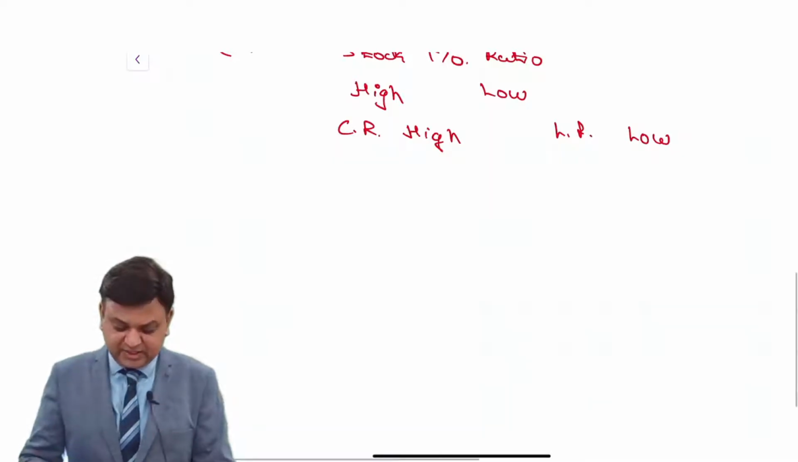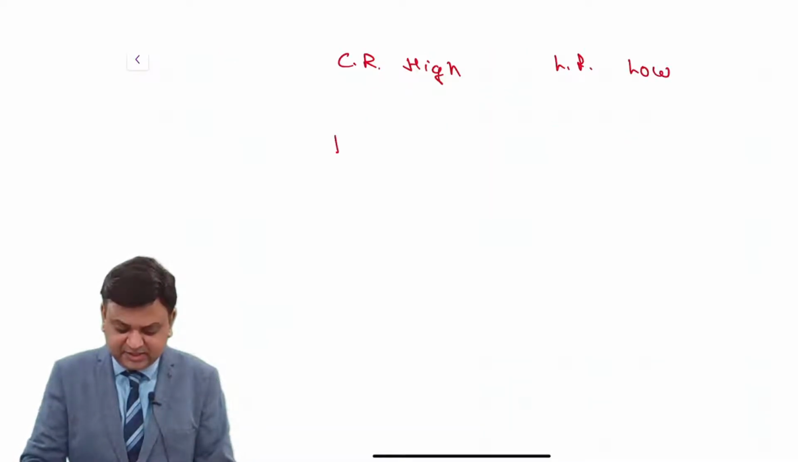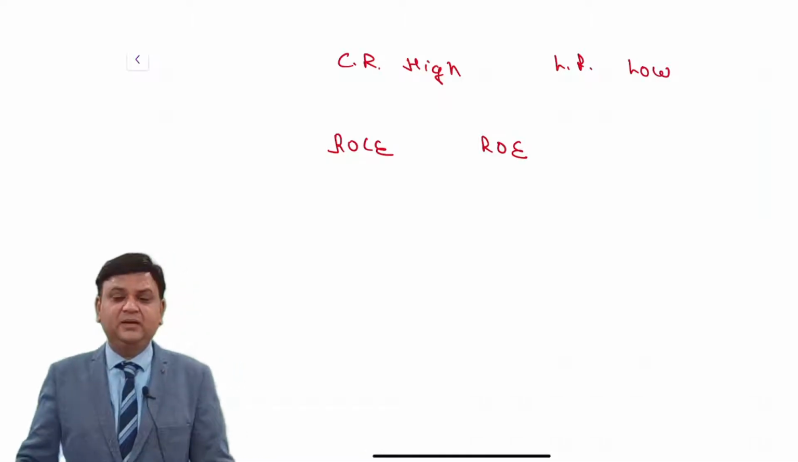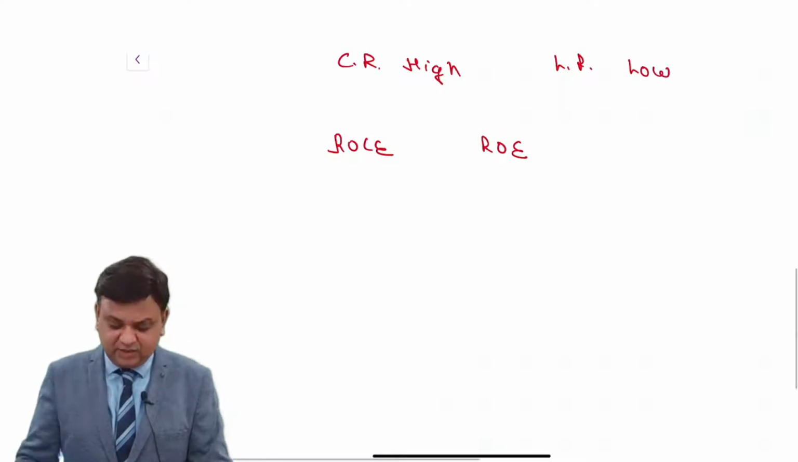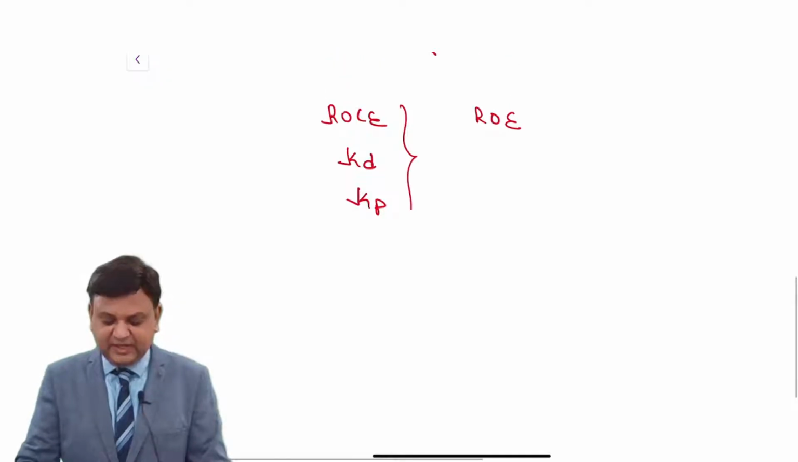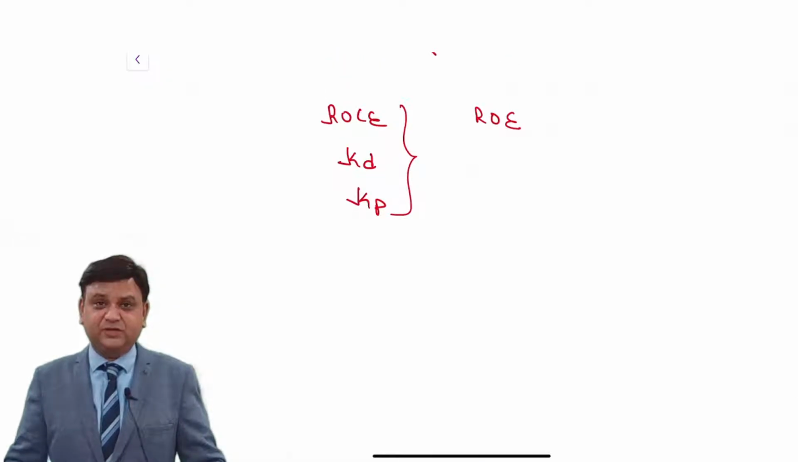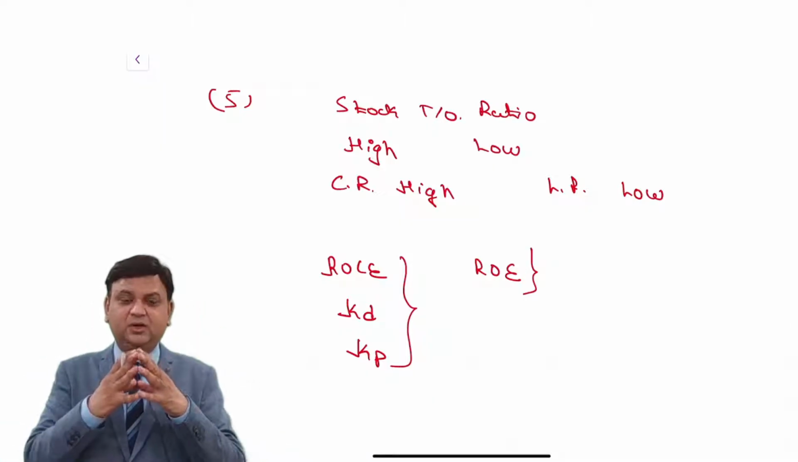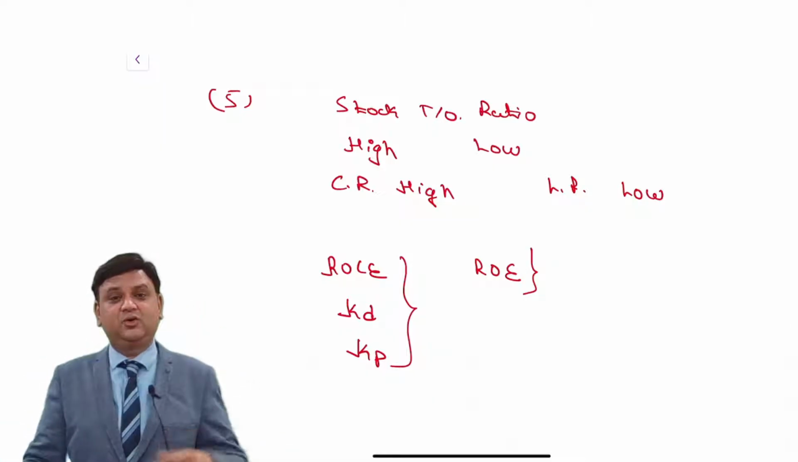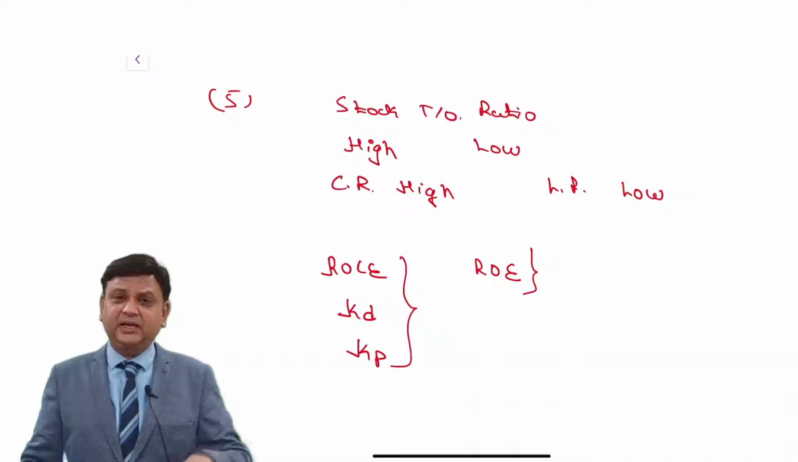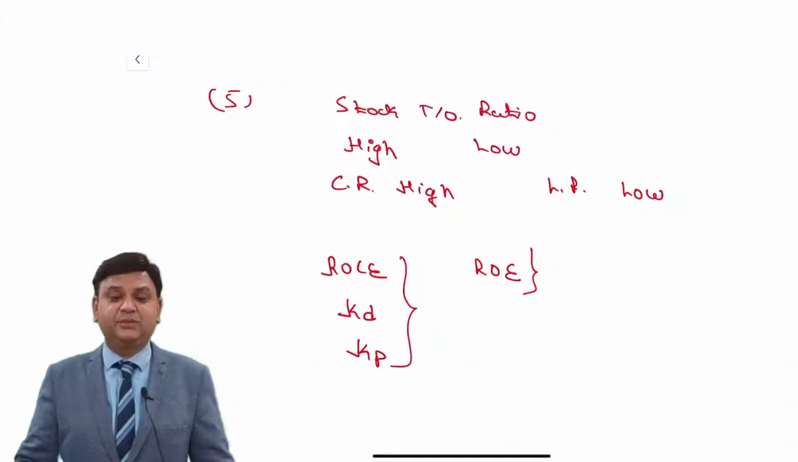There are certain ratios like return on capital employed and return on equity. Return on capital employed, along with the cost of debt financing and cost of preferential capital financing, we are going to study in the chapter of cost of capital, and with that, return on equity. When you take into account all these ratios together, only then will you be able to exactly know the impact of any ratio, that whether this ratio is favorable to the company or not.